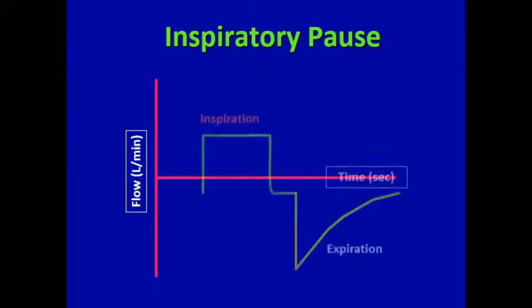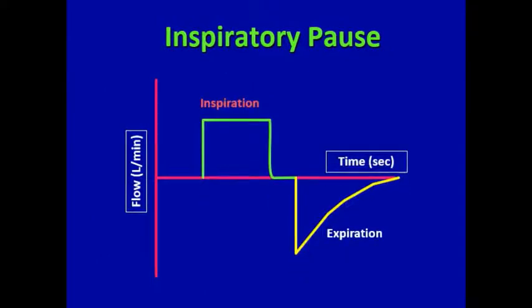Now we shall learn about the inspiratory pause. In this graph you can see the inspiration, where the flow of gas is there. This is the peak inspiratory flow rate, followed by no flow of gas. This is called the absence of flow, or inspiratory pause.